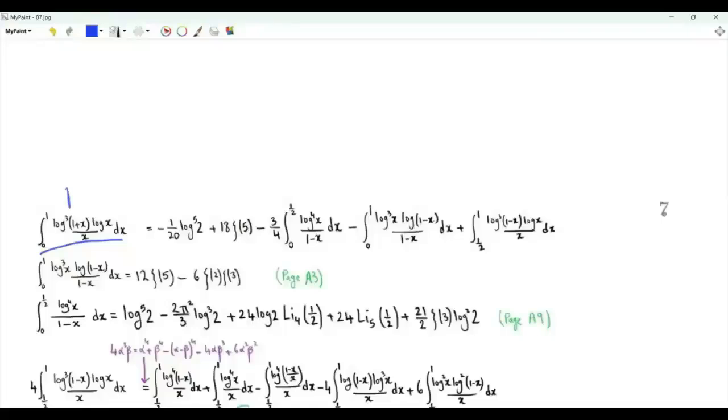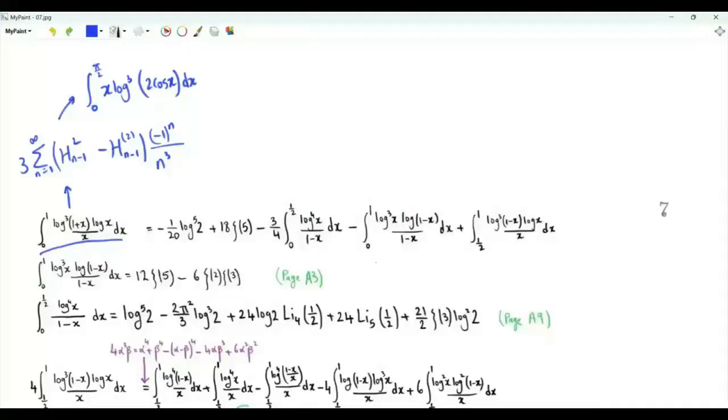We need to obtain this integral. It is equal to 3 times this sum. We need the sum to evaluate this integral. We know this integral. We need now to obtain that one.